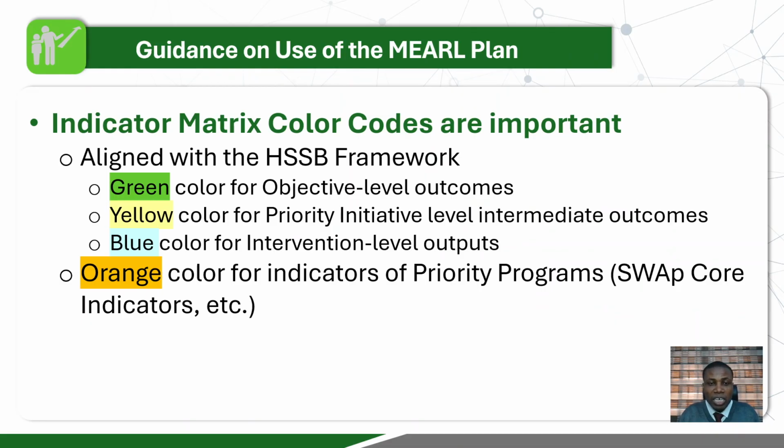More importantly, we need to know that there are some color codes that have been used to differentiate the different levels of results. For the green color, we have the objective, the yellow, we have the priority initiative, the blue, we have the intervention. Then for the orange, just like I mentioned, the priority programs that are ongoing, we have that to specifically highlight those indicators.